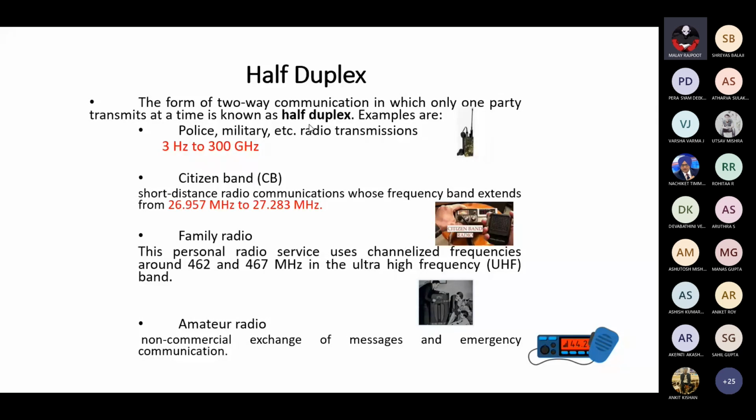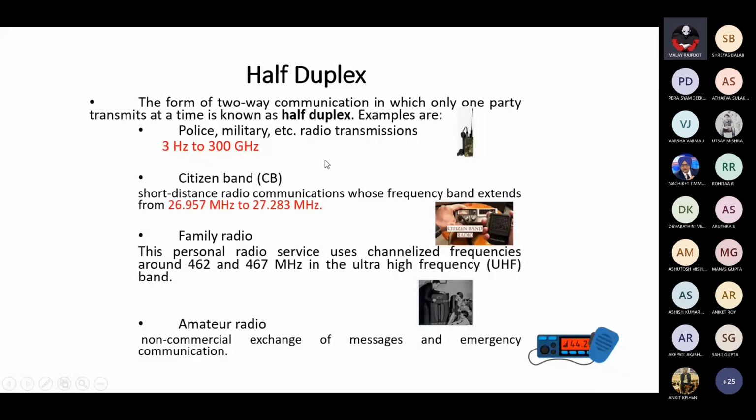The channel can be used, but only one party can transmit. Some examples are police and military communications. They use the radio frequency band of communication. This is the kind of instrument used for military or police radio transmissions, and the frequency band you can use is from 3 hertz to 300 gigahertz. Depending on the application, the band of frequencies can be used for military or police applications. All these are half duplex communication.